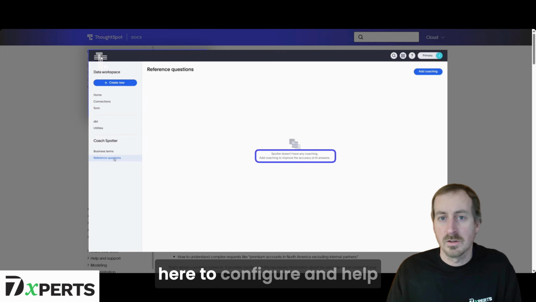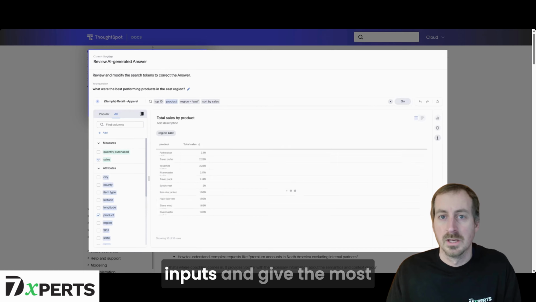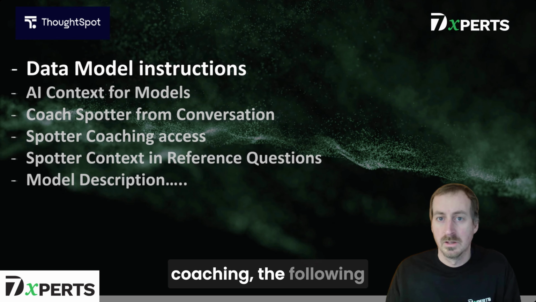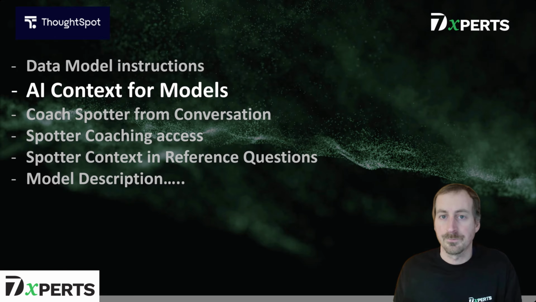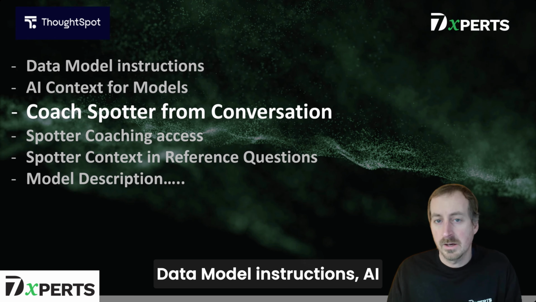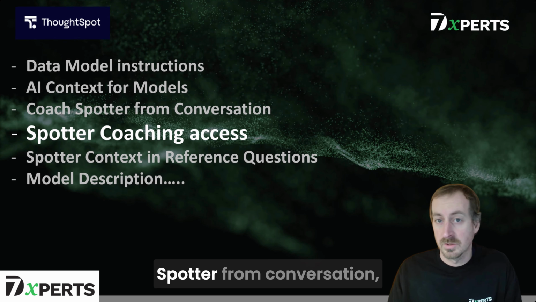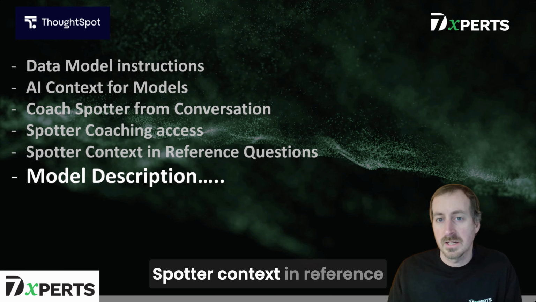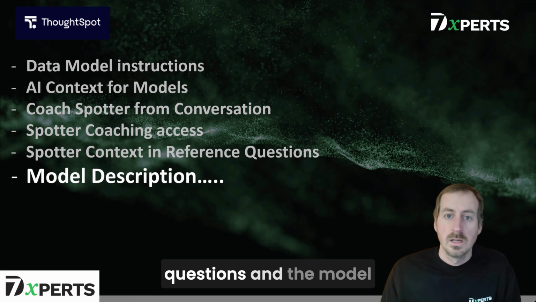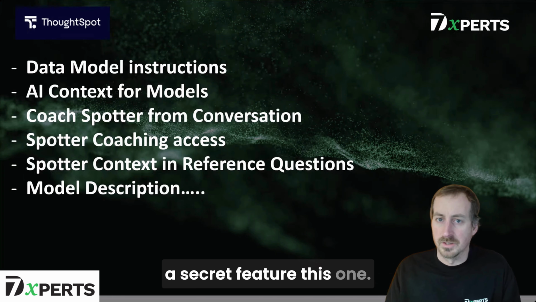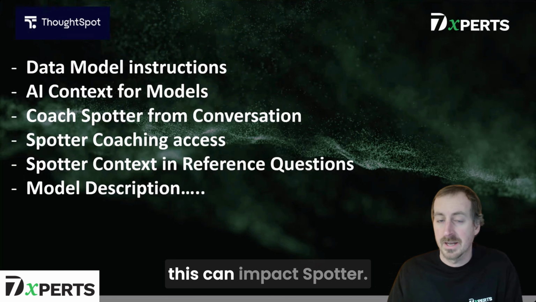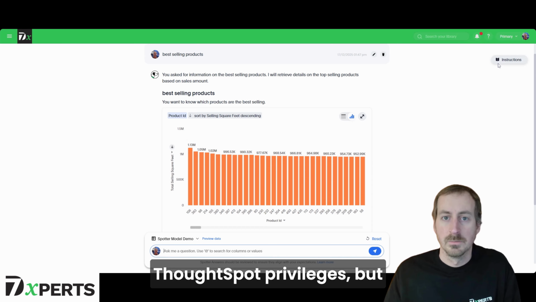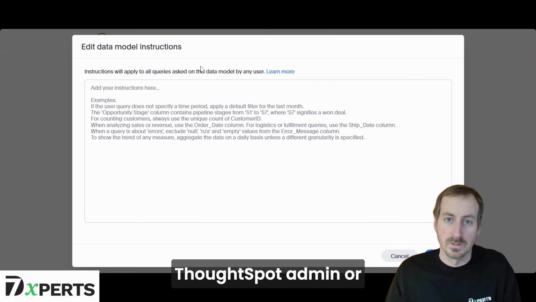There are multiple options here to configure and help Spotter understand your inputs and give the most accurate answers possible. In summary, alongside the core coaching, the following are more recently introduced features: data model instructions, AI context in models, coach Spotter from conversation, Spotter coaching access, Spotter context in reference questions, and the model description, which is a bit of a secret feature, this one. Stay tuned to the end of the video to find out how this can impact Spotter. All of these are of course dependent on your ThoughtSpot privileges, but chances are if you're watching this, you'll be a ThoughtSpot admin or similar.